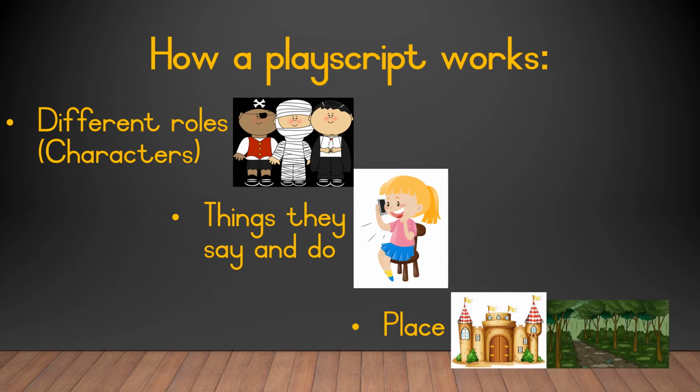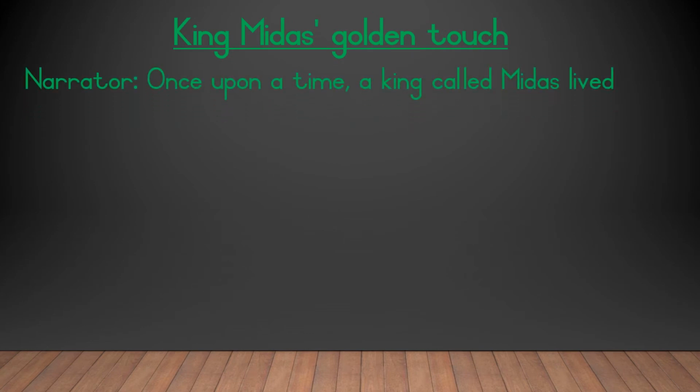Okay, now we are going to read a story together, a Playscript called King Midas' Golden Touch. So you must look very carefully. On the left, every time you'll see the character's name, and then after it will follow what they say and what they do. And you must listen very carefully to know where the place is. Okay, now I'm not going to read a character's name because remember, the character's name is just there to show, okay, it's a different character.